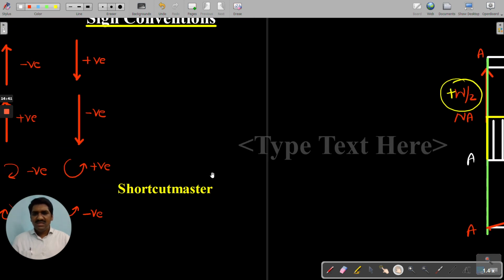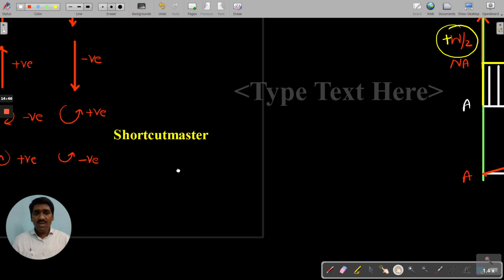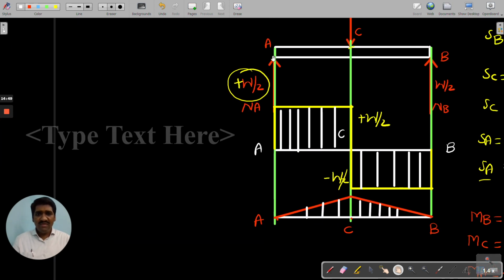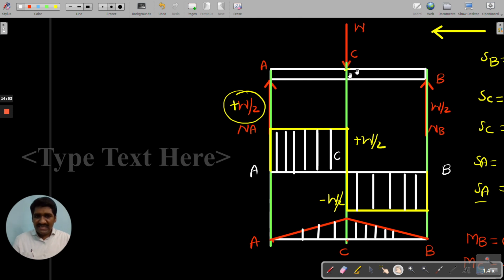And next thing is, what about the sign conventions of the bending moment? Clarity I want to just see. Okay, so here we have a simply supported beam. With respect to point C, this W/2 is trying to bend the beam in the anti-clockwise direction like this. Therefore, tell me all of you, this becomes the bending shape or not? It's trying to bend in this way.